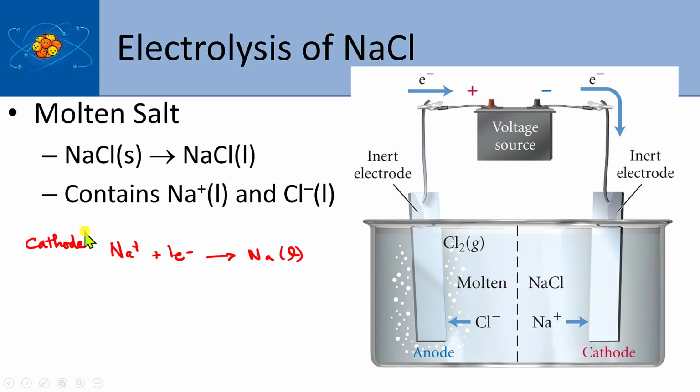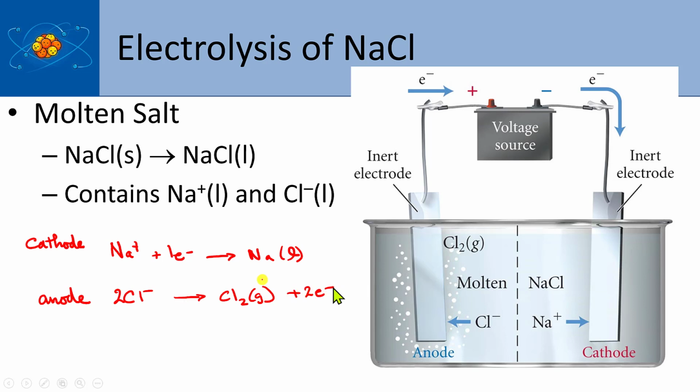Now, on my anode side, I'll have the oxidation of chloride. And typically, chloride oxidation produces chlorine gas, like that. Now I've got to balance this, so there'll be 2 electrons here, like that.